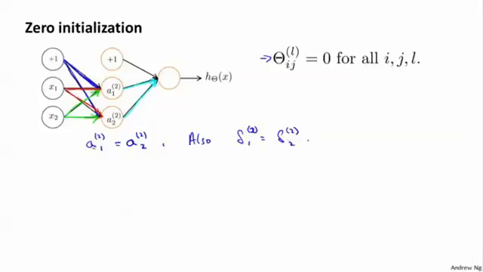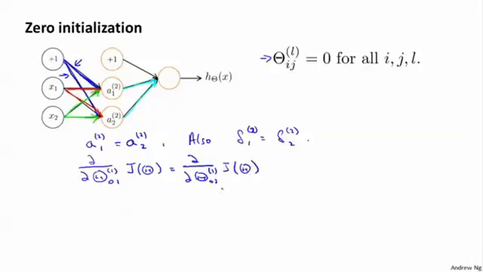And if you work through the math further, what you can show is that the partial derivatives with respect to your parameters will satisfy the following: I'm writing out the derivatives with respect to these two blue weights in your network, and you find that these two partial derivatives are going to be equal to each other.